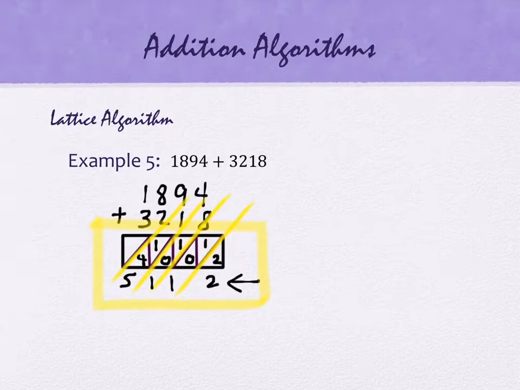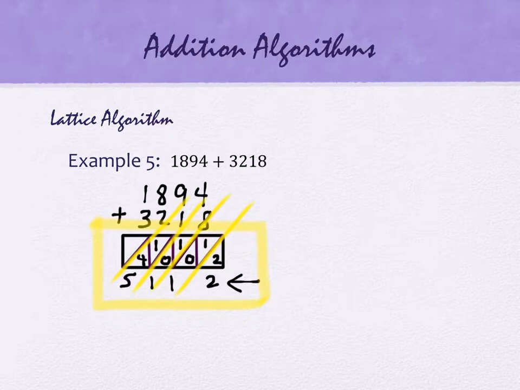All right, so the answer is 5112. This is actually fairly efficient. This is not that much more work in terms of numbers of steps or time involved than the standard algorithm that you know. And it does have this nice visual, sort of appealing to some kids. So we've got this one.